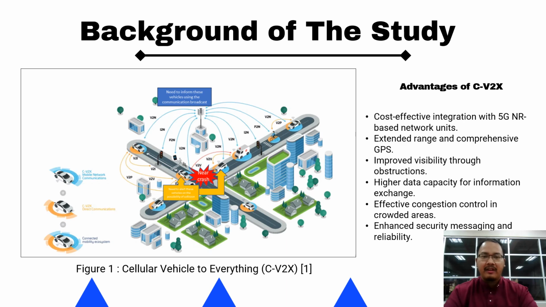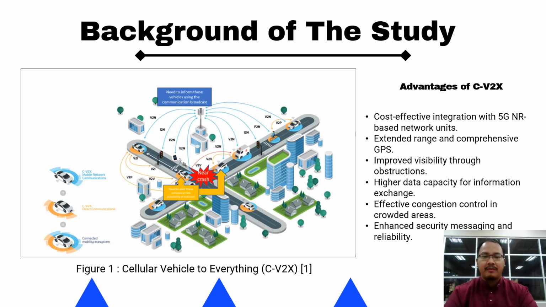CV2X includes the direct communication sidelink for V2V, V2I, and V2P by offering extended communication range and reliability. Implementing CV2X can reduce traffic congestion and enhance travel safety. CV2X applications contribute to decreasing pollution by reducing the overall time spent on the road.